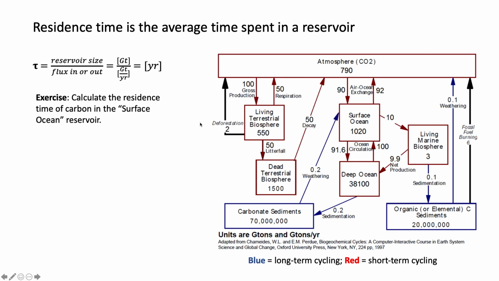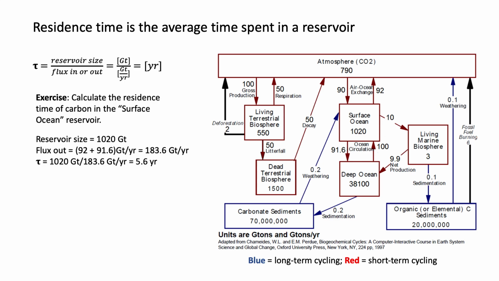All right, so you've resumed the video and presumably you've at least tried working this out. And so we need to know the reservoir size, and that's clearly given to you right there inside that box, surface ocean reservoir, in this case 1020 gigatons. And then we're going to calculate the flux out. And we're only concerned with the flux out because we're talking about, on average, a mole of carbon that enters the system and how long it's there before it leaves. So that's why we just want the flux out and we're forgetting about the flux in.